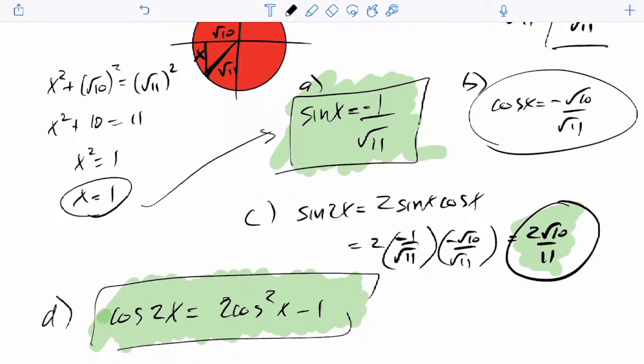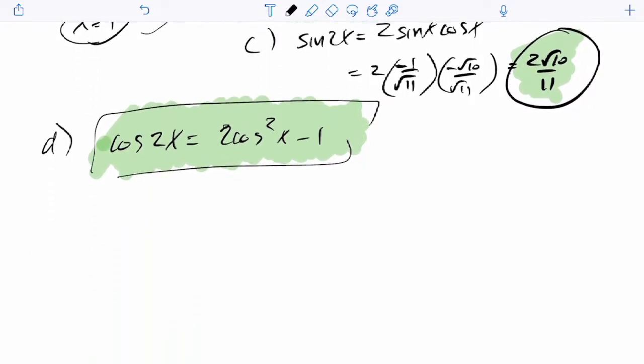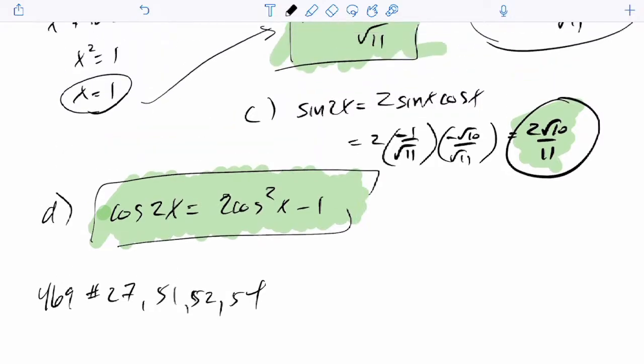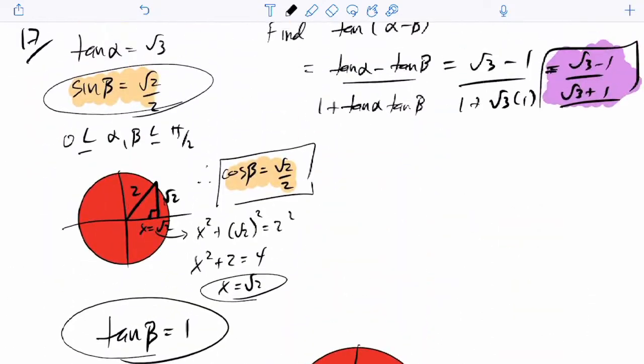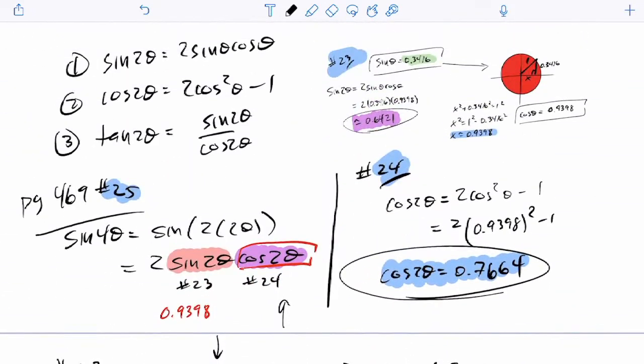All right, Yusria wants 469, numbers 27, 51, 52, 54. I did 23, 24, 25. For 27 here, Yusria, let me see, where would 27 be? Where did I do these with Alexa here? Okay, I did 23, 24, 25.